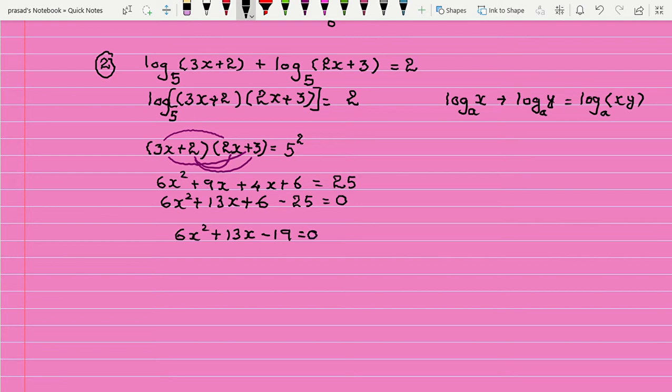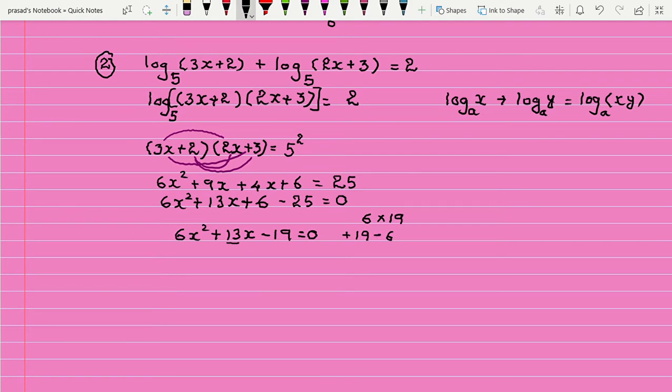Now factorize this quadratic equation. X square coefficient is 6 and the constant is 19. You want the factors of 6 into 19. Now see that the sign of the constant is minus, so the difference of the factors. So factorize 6 into 19 such that difference is equal to 13. And you can see here 19 and 6, these are itself the factors. And you want plus 13, so you will get plus 19 minus 6.